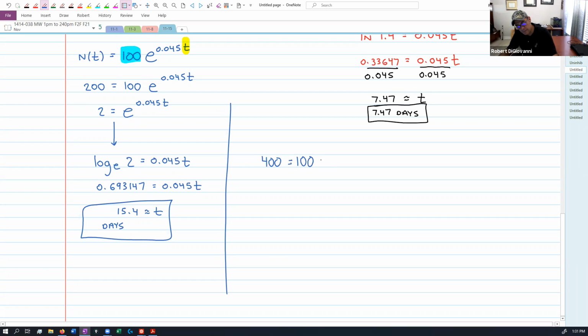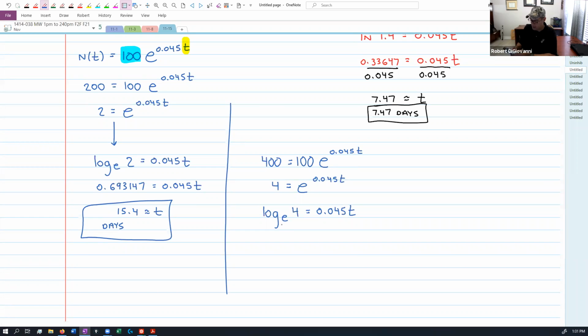equals 100 e to the 0.045 t, right? We're asking how long it takes to quadruple, to become 4 times as much. So we divide both sides by 100, we get 4 equals e to the 0.045 t. And then we convert this to a log: log base e of 4 equals 0.045 t. And then you do that on your calculator.